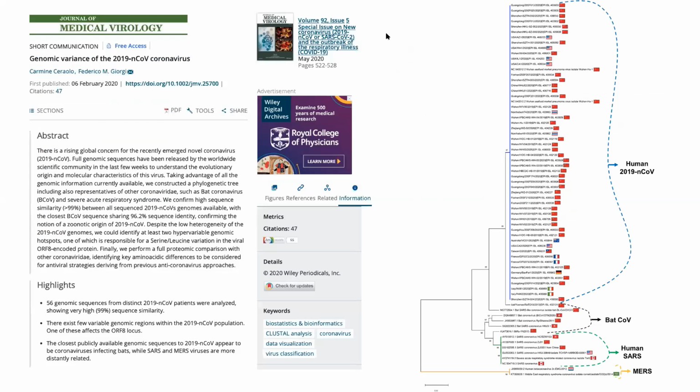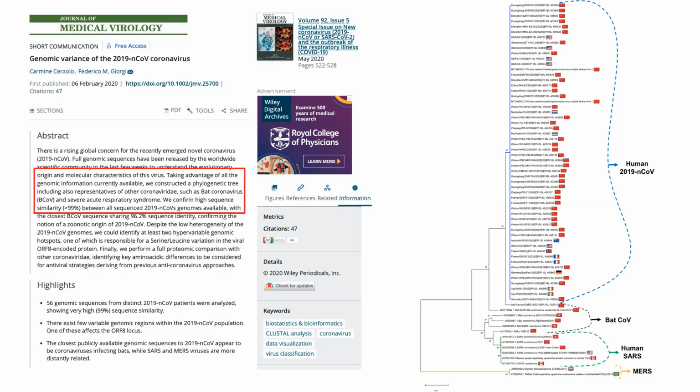Let's take a look at this other one. So here, genomic variants of the 2019 novel coronavirus, or nCoV coronavirus. What do you think this is? Is this new data or is this analysis of existing data? All right, excellent. Yeah, so this is an analysis of existing data.